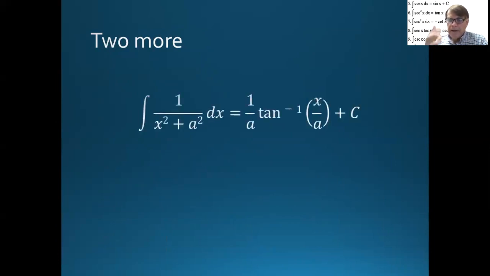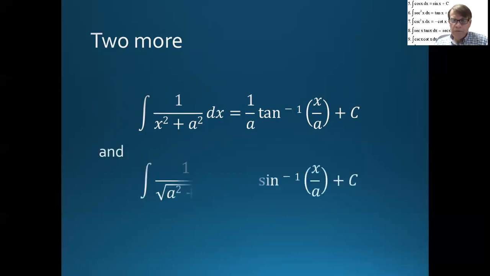Finally, two more, and these are a little bit involved, but when you're doing the integral of a rational expression, rational being something over something, this might be something to have nearby to pull up. The integral of 1 over x squared plus a squared dx is 1 over a times the inverse tangent of x over a plus a constant. Again, this was covered in the latter part of chapter 7 when he was talking about the derivatives and integrals of the inverse trigonometric functions.